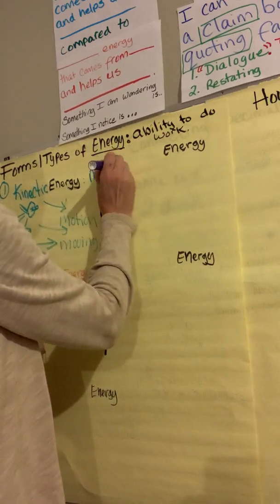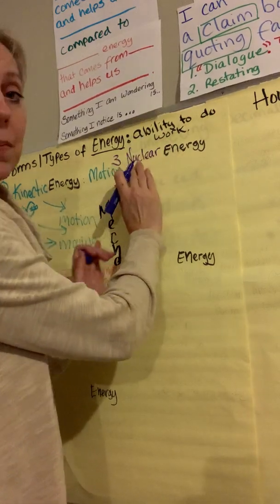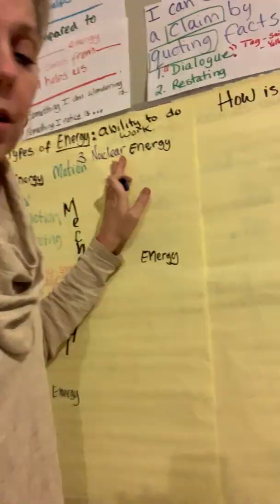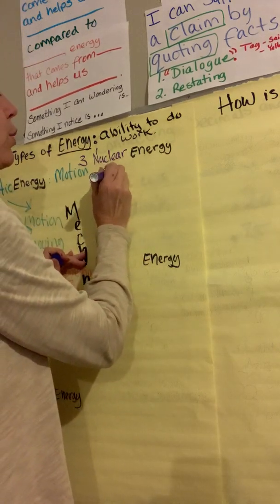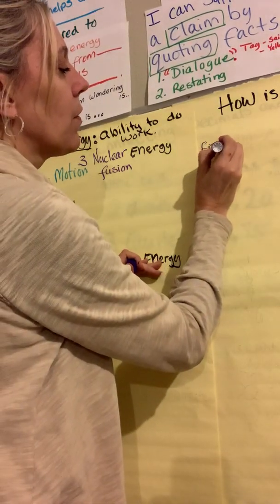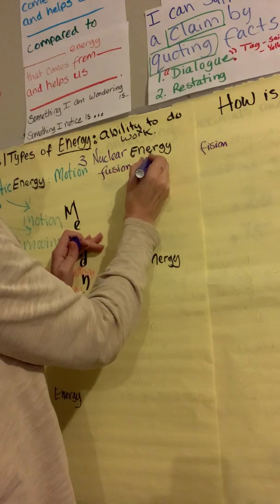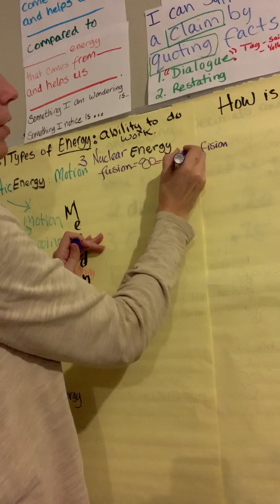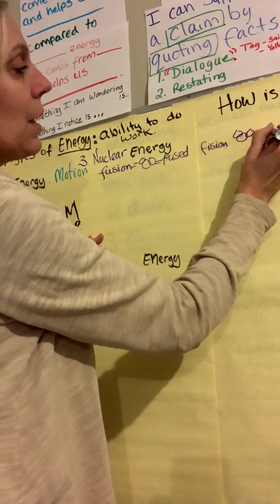The third form we're going to talk about is called nuclear. Say with me, nuclear. Read with me, nuclear. Nuclear energy has two kinds of forms itself. One is called fusion, and another is called fission. And in fusion, the atom is fused. It's come together. And in fission, the atom is split.